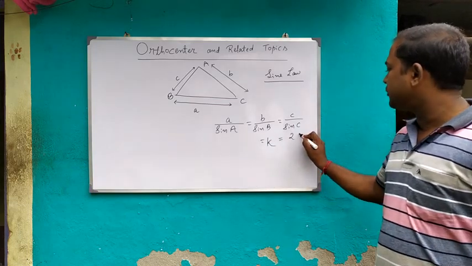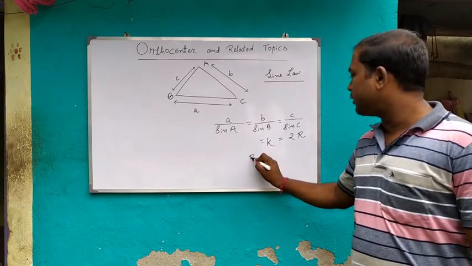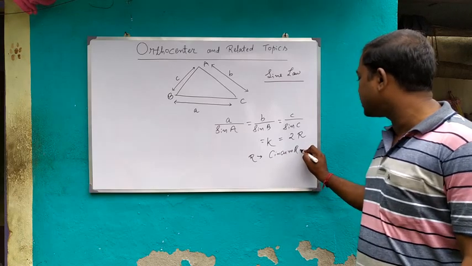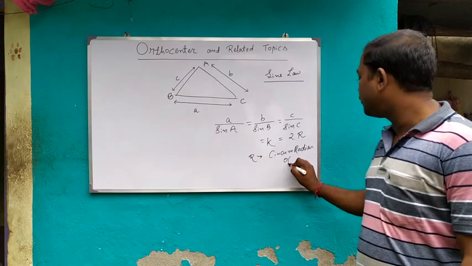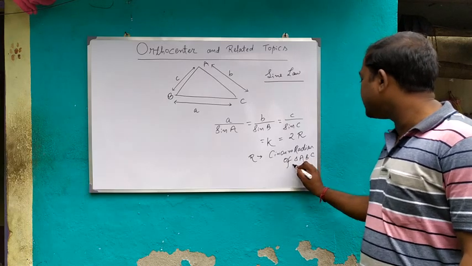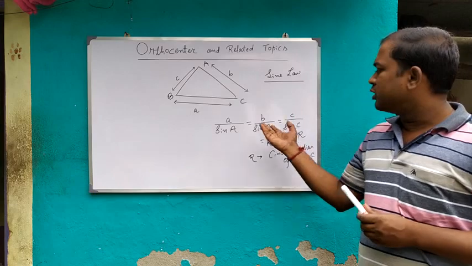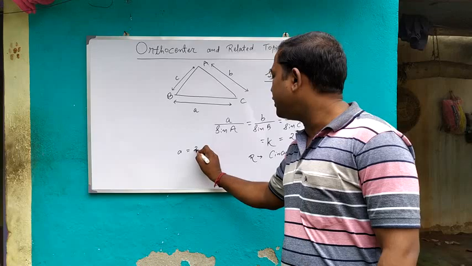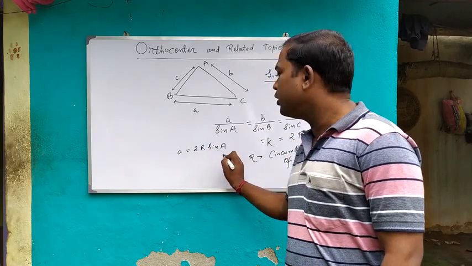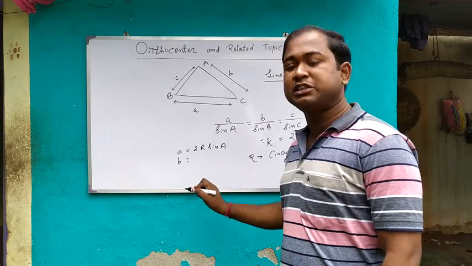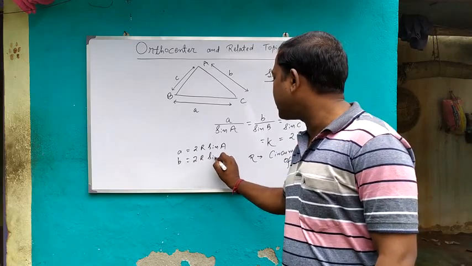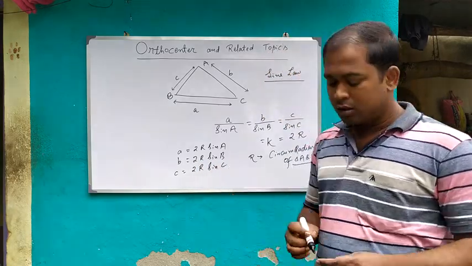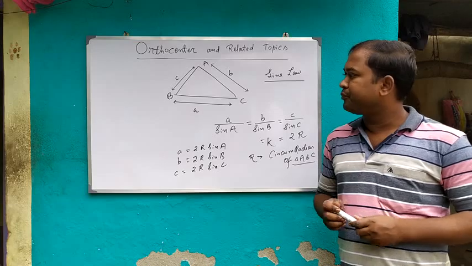That is equal to how much? 2R. Now what is this R? R is the circumradius of triangle ABC. So that is the sine law. By using sine law, we can easily replace the side a by 2R sine A, we can replace the side b by 2R sine B, and similarly c is equal to 2R sine C. So this is the sine law.